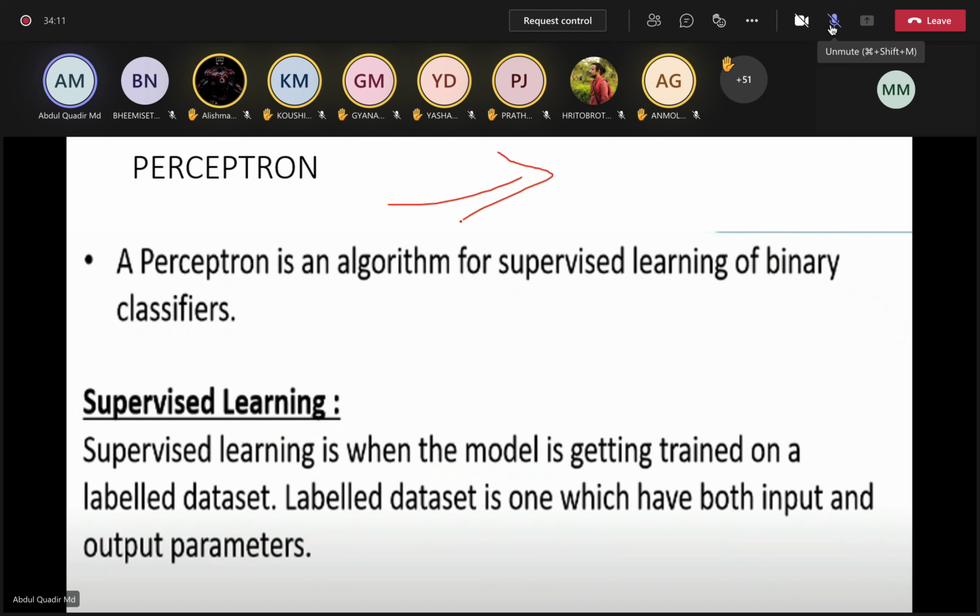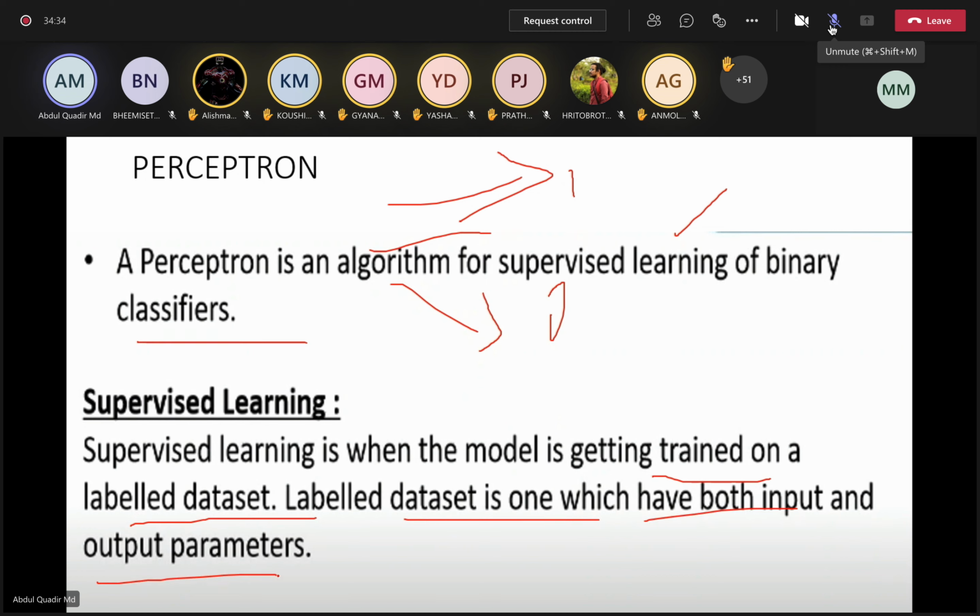Now, having said that, it is able to classify 1 or 0. So the perceptron is a supervised learning algorithm for a binary classifier. Supervised learning is when a model is trained on a labeled data set, and a labeled data set is one which has both the inputs and the output parameters. We have been seeing decision trees, yes or no, true or false, and linear regression. The same way, the perceptron is also a supervised learning algorithm that can classify as a binary classifier, whether it is 0 or 1.